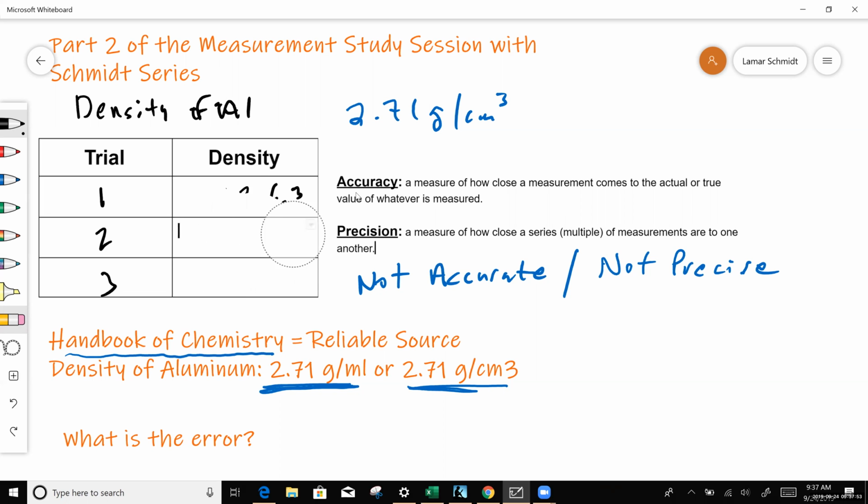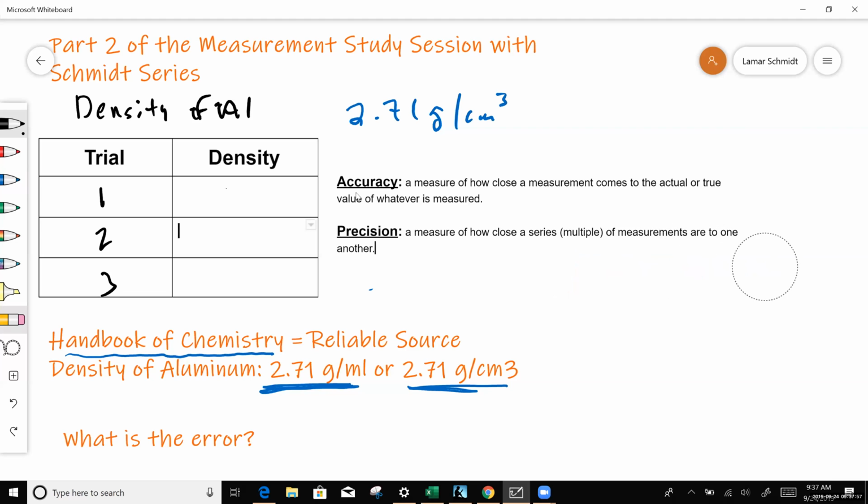I'm going to get rid of that. You say, man, can I go back, I didn't quite get that, Mr. Schmidt. Guess what? Just rewind. Okay, it's all good. Be kind. All right, let's try another one.